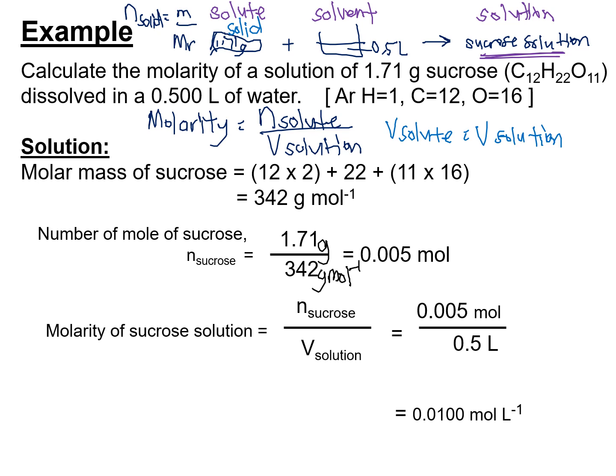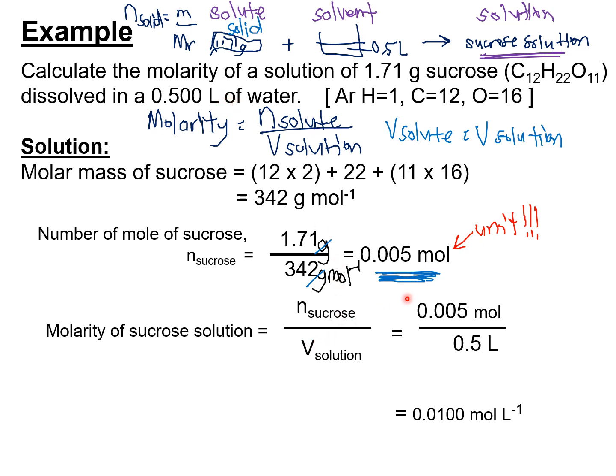Okay, so bila gram potong dengan gram, mole bawa ni atas, so you dapatlah number of mole of sucrose is 0.005 mole. Okay, again, unit jangan lupa. Now, barulah you boleh kira molarity of sucrose solution, which is, you tahu molarity equation dia number of mole of solute bagi dengan volume of solution in liter. Okay, volume of solution dia pun dah bagi in liter kan.